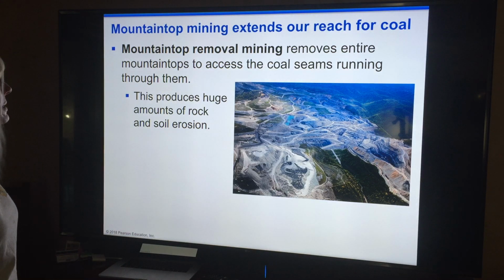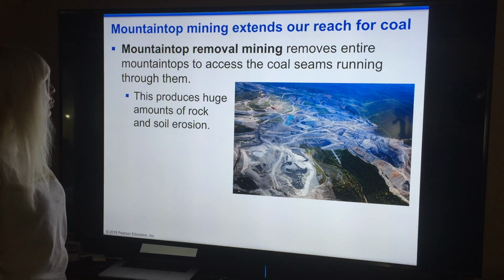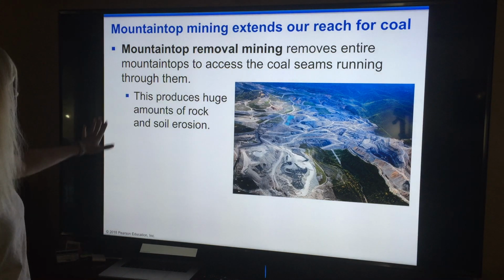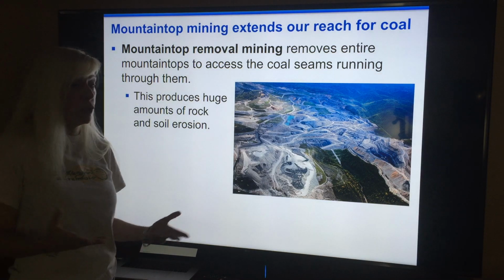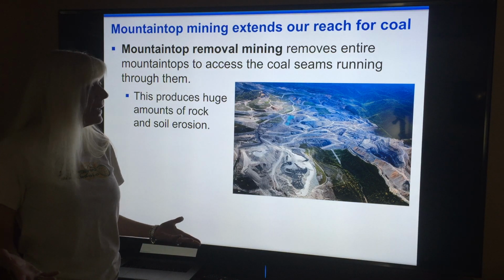Mountaintop removal mining removes entire mountaintops to access coal seams running through them. Huge amounts of rock and soil erosion. You think because we have no trees holding onto the soil anymore? Yeah, kinda.